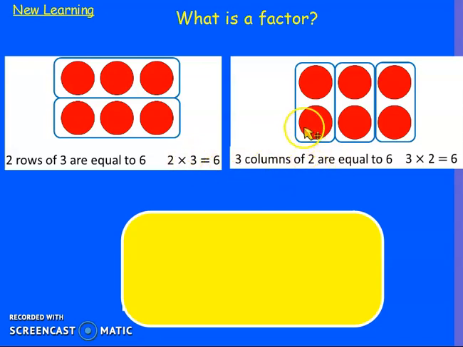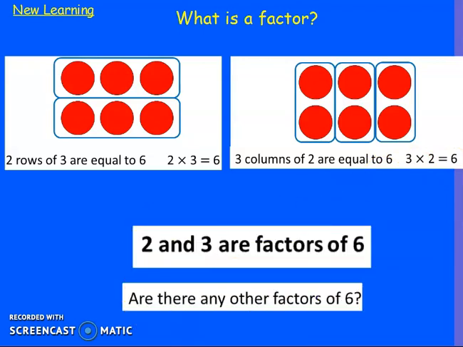The second picture has got 3 columns of 2. 3 times 2 equals 6. 2 and 3 are factors of 6. So factors are the numbers that we times together in a multiplication calculation to get the answer.